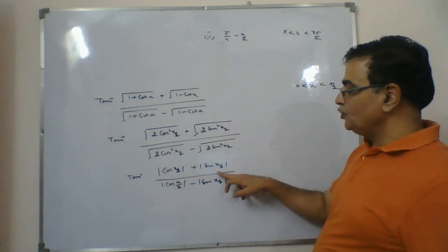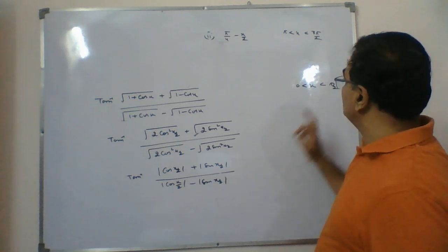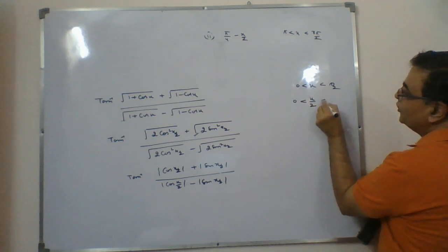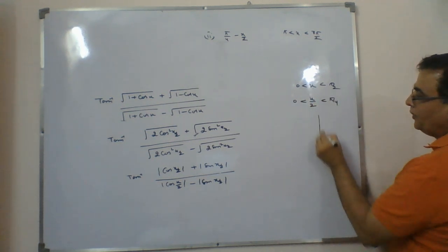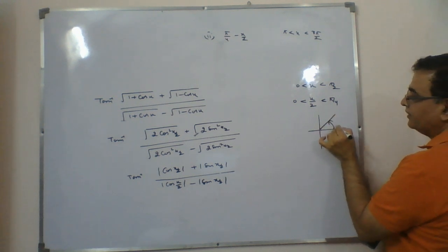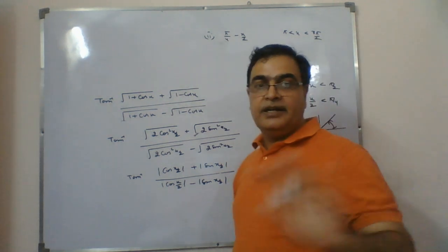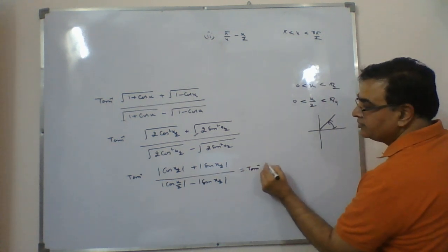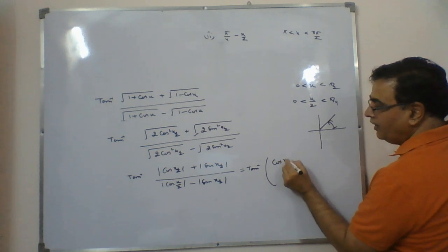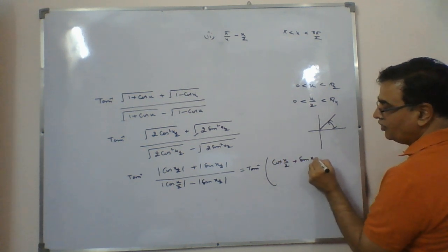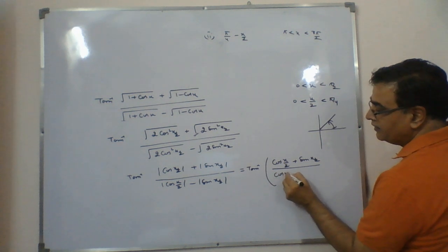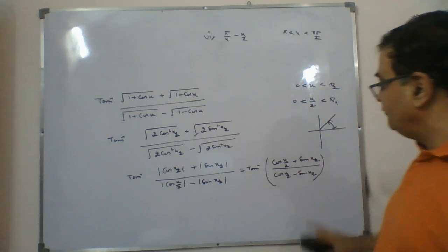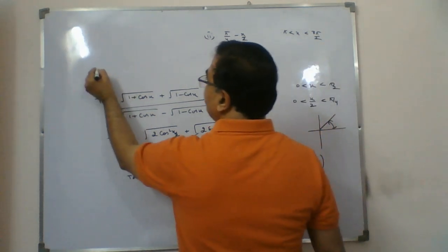Modulus of cos x by 2 plus sine x by 2. When you have x between 0 to pi by 2, x by 2 will go between 0 and pi by 4. 0 to pi by 4 means it is somewhere here, first quadrant, where sine, cos, tan will all be positive. So that means this comes out to be tan inverse of (cos of x by 2 plus sine of x by 2) by (cos x by 2 minus sine x by 2). Now when you have this, we want this result converted into tan.